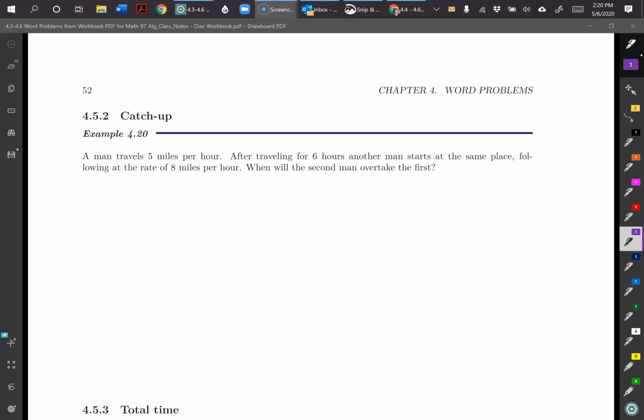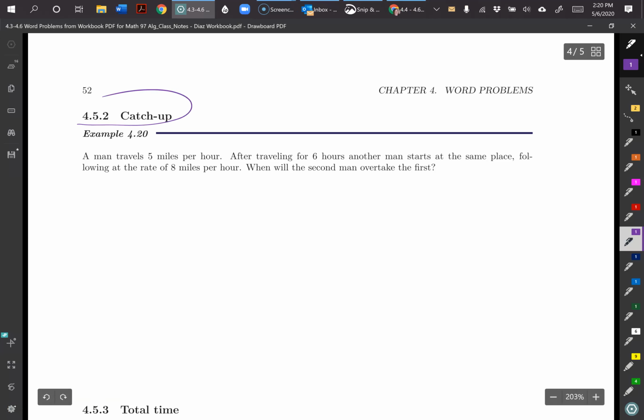On page 52 of your workbook, we're going to do a catch-up type problem. Example 4.20: a man travels 5 miles per hour. After traveling for 6 hours, another man starts at the same place, following at the rate of 8 miles per hour. When will the second man overtake the first? So we're looking at finding time, right?